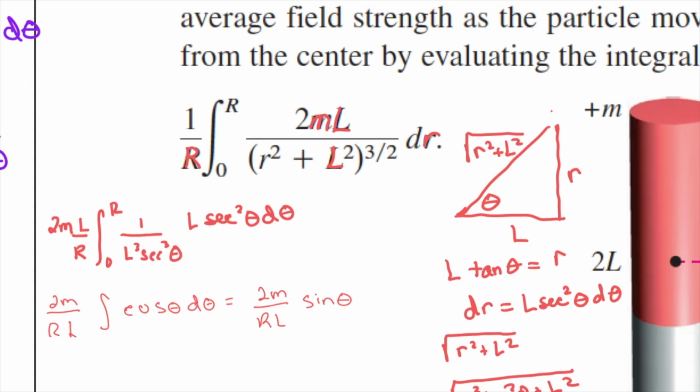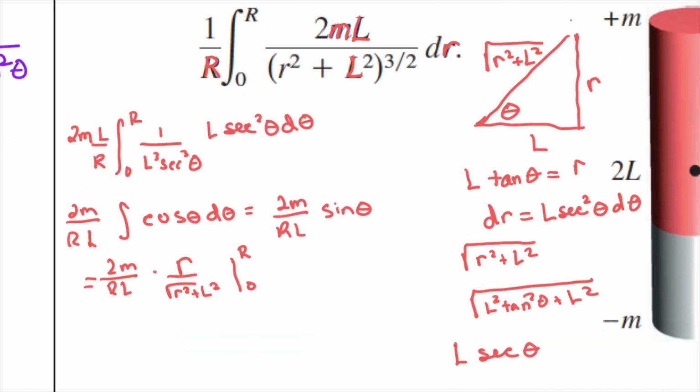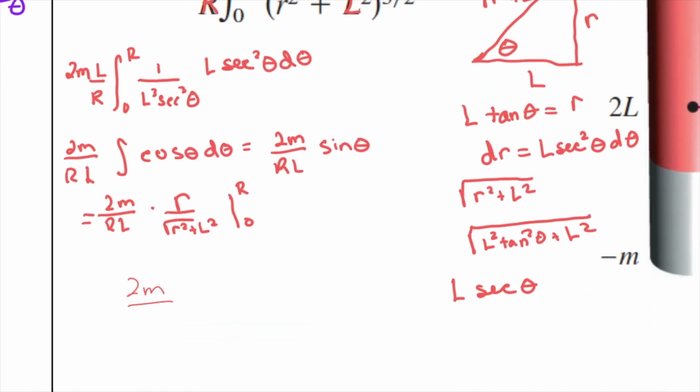Oh no, we need to get rid of that theta, don't we? Okay, so go back to your original picture. We have sine of theta. Replace with 2m over big R L. Sine of theta is going to be r divided by the hypotenuse, which is the square root of r squared plus L squared. Now let's integrate from 0 to capital R. Substitute the capital R in. You're left with your 2m over R L. You have big R divided by the square root of big R squared plus L squared. Substitute the 0 in. You get 0. And ta-da! You have completed this lovely problem.